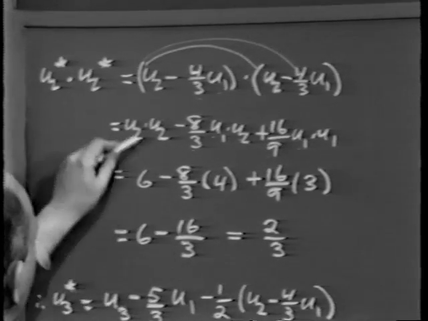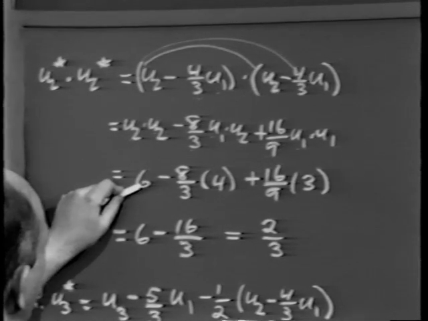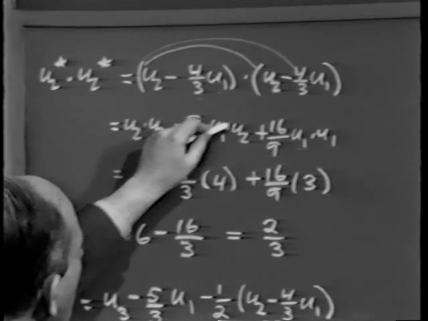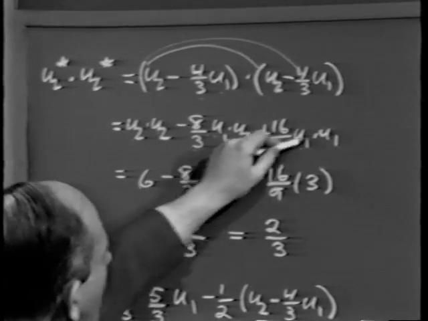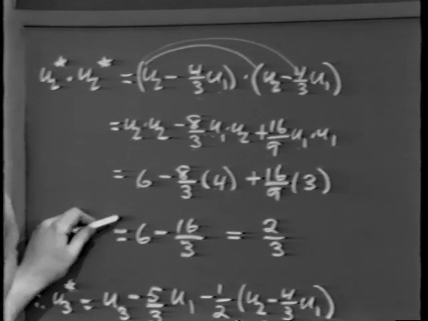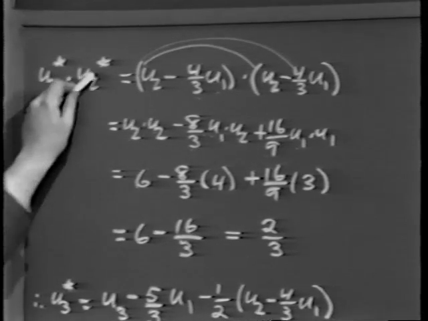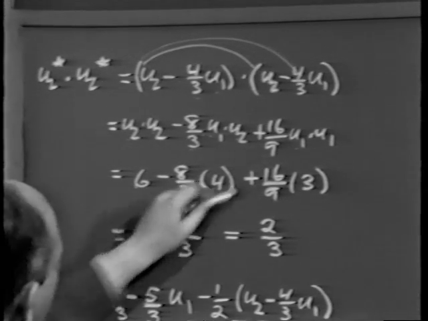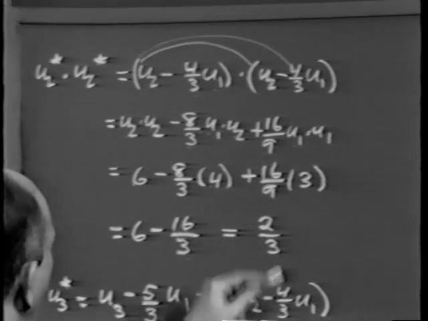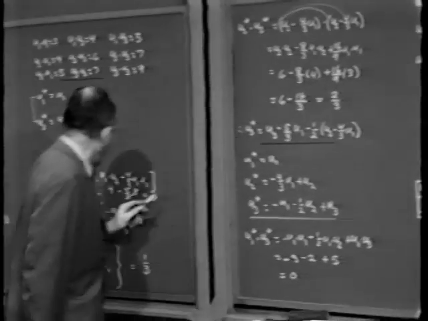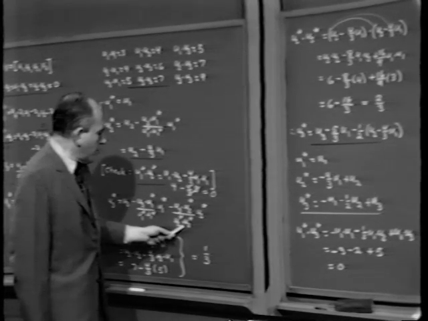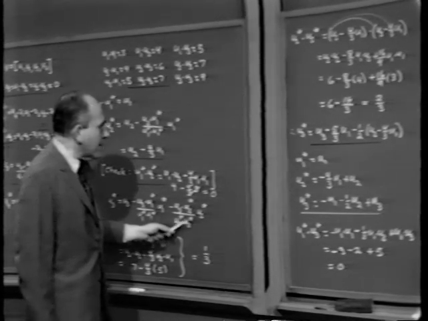Well, I know that u2 dot u2 is 6. That was given. I know that u2 dot u2 is 6, u1 dot u2 is 4, and u1 dot u1 is 3. So evaluating this, I wind up with the fact that u2* dot u2* is 6 minus 16/3, or 2/3. Consequently, going back here, you see my numerator is 1/3, my denominator is 2/3, so the fraction is 1/2.